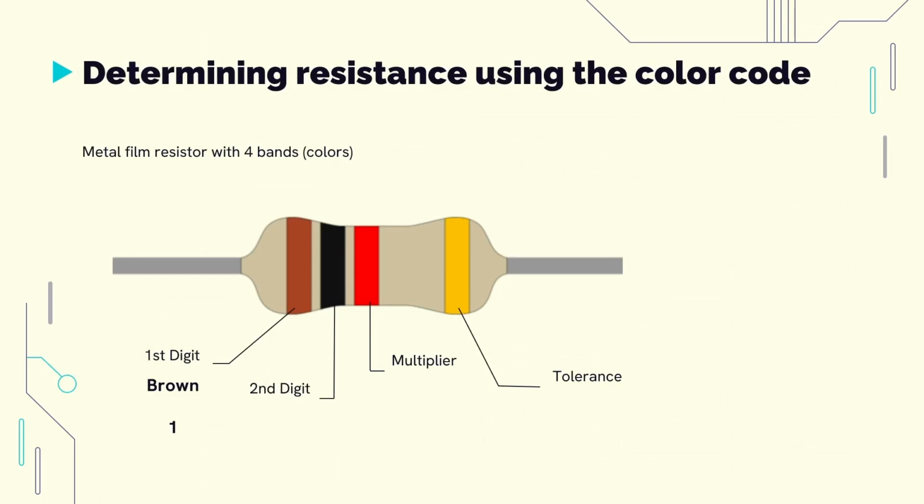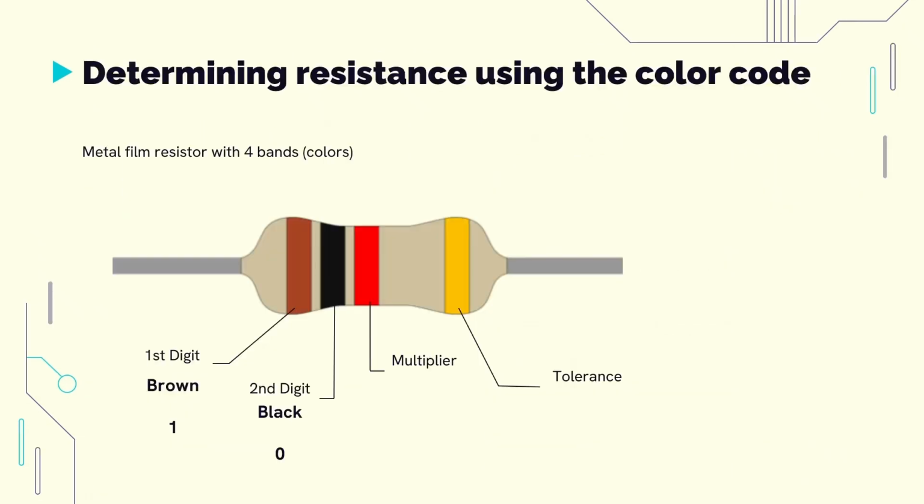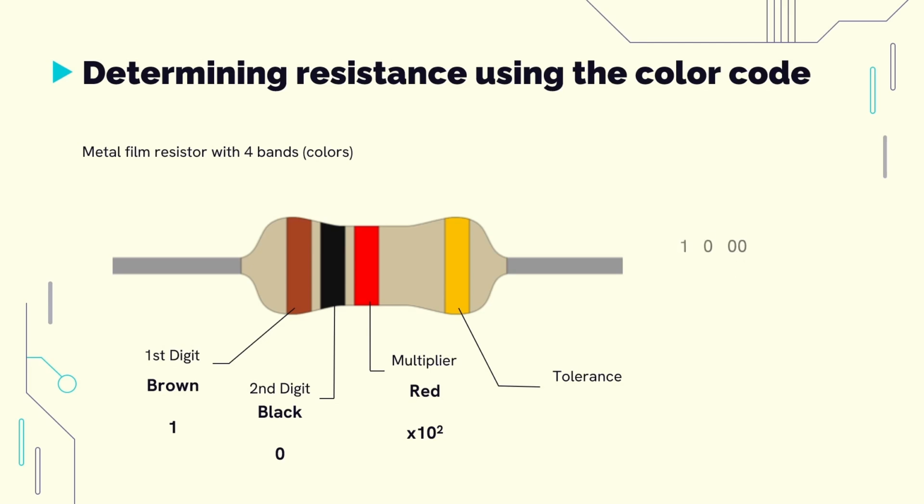The color of the second band is black, which from our table has a value of 0, hence the second digit is 0. The third band, which is the multiplier, has the color red. From the table, red would be 10 raised to the power 2. That is, the first 2 digits are multiplied by 100, or 2 zeros are added to the first 2 digits. Hence, the resistor value would be 1000 ohms, or 1 kilo ohm.